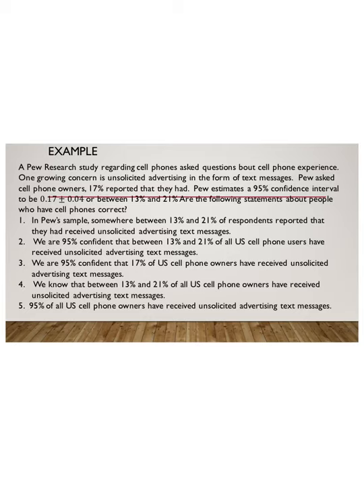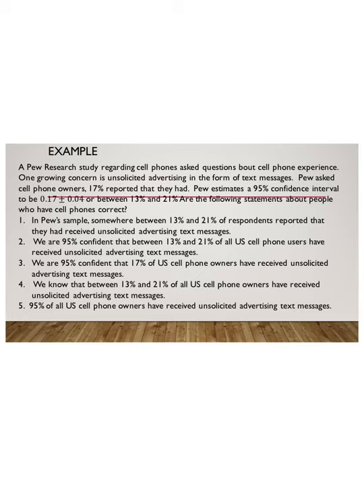Now we're going to look at a few examples. We have a Pew Research study regarding cell phones asking questions about cell phone experience. One growing concern is unsolicited advertising in the form of text messages. Pew asked cell phone owners, and 17% reported that they had. Pew estimates a 95% confidence interval to be 0.17 plus minus 0.04, or between 13% and 21%.